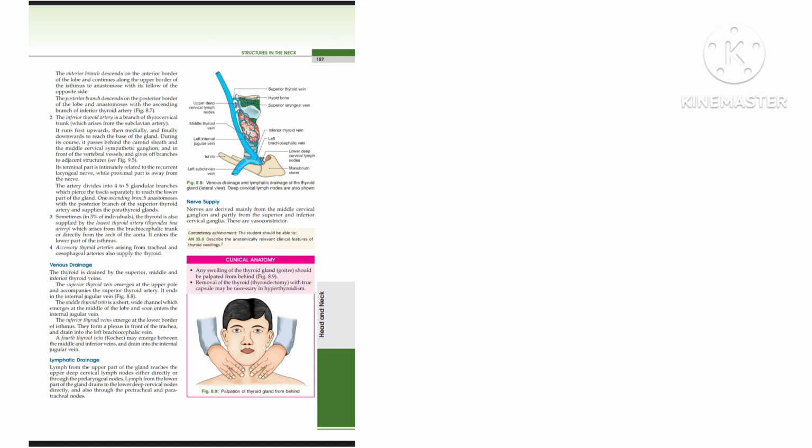The inferior thyroid veins emerge at the lower border of isthmus. They form a plexus in front of the trachea and drain into the left brachiocephalic vein. A fourth thyroid vein, kocher's vein, may emerge between the middle and inferior veins and drain into the internal jugular vein.